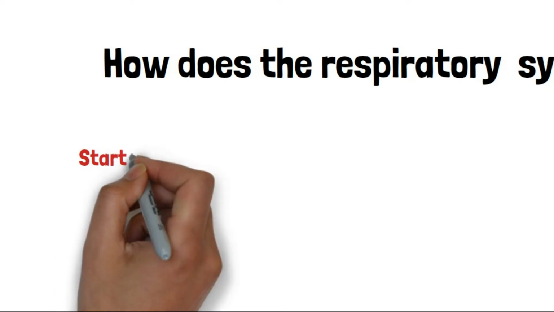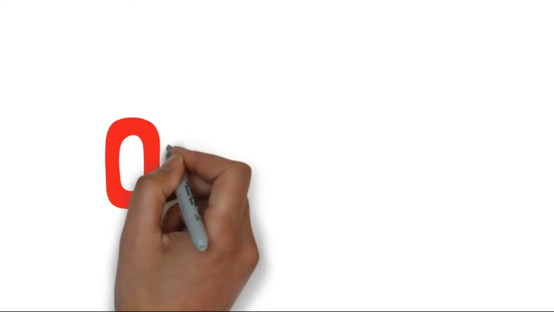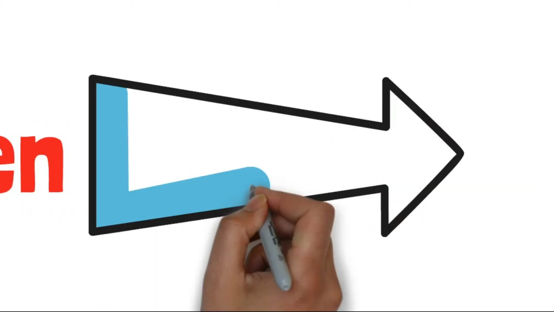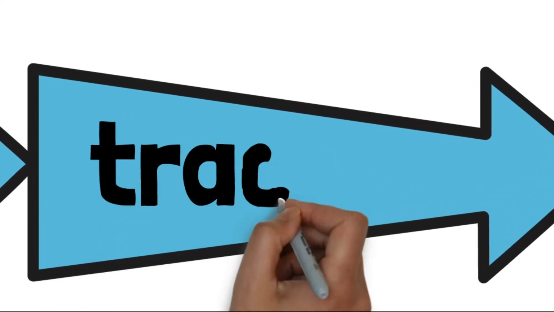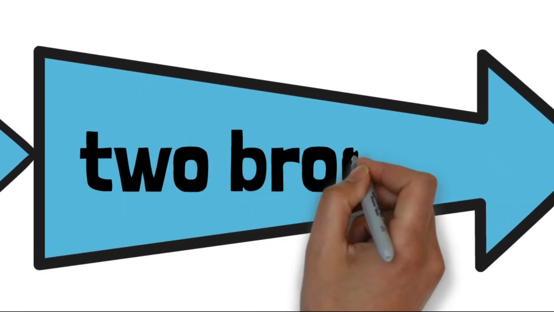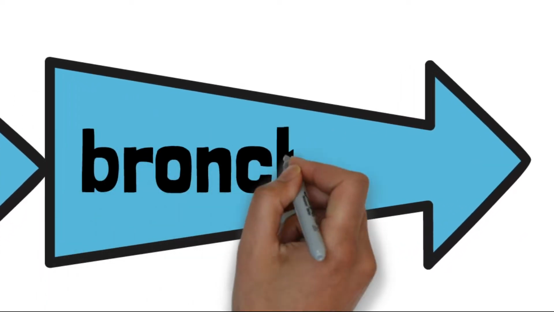How does the respiratory system work? It starts with inhalation. Inhalation means taking oxygen from the air. We take oxygen in through the nose or mouth, but we prefer the nose. After the nose, oxygen passes through the pharynx or throat. After the pharynx, the trachea. After the trachea, oxygen passes through the two bronchi. After the two bronchi, oxygen passes through the bronchioles until it reaches the alveoli, the small air sacs.